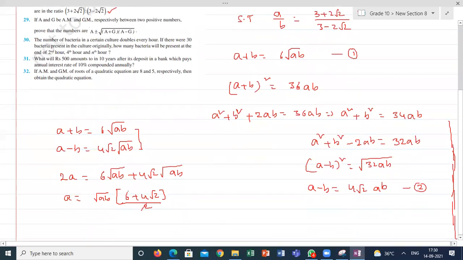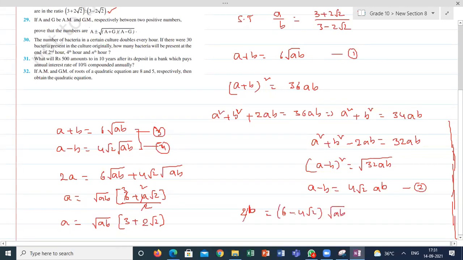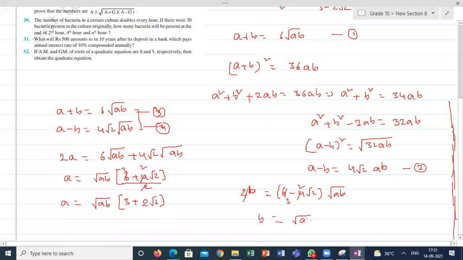So this will be 2 3 times, 2 2 times. So my a is coming as root of ab into 3 plus 2 root 2. Same as, if I am subtracting these two equations, equation number 3 and equation number 4, my subtraction will give 2b equal to 6 minus 4 root 2 of root ab. I am cancelling the 2, 3 times, 2 times. So the value of b is root of ab into 3 minus 2 root 2.